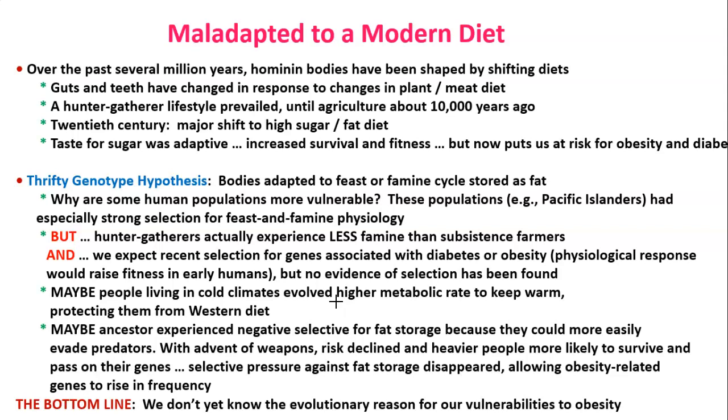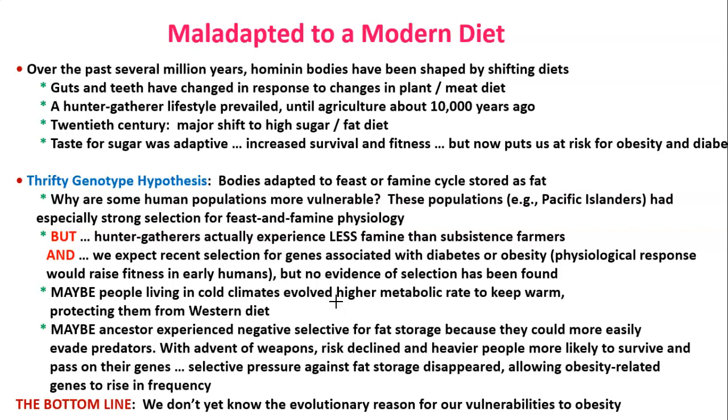The thrifty genotype hypothesis came up in the 1960s and basically said that our bodies are adapted to a feast or famine cycle. And we stored fat when we had a feast period, when we had access to a lot of calories, a lot of food. And then as that food disappeared, as our hunter-gatherers, then we could subsist off of that stored fat and make it to the next feast.